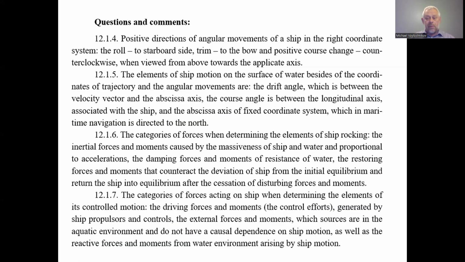So yeah, besides the coordinates, three translational and three angular, we consider some other elements of the ship motion. This could be the drift angle, the velocity vector direction, and the course angle, which corresponds with the drift angle and with the velocity vector angle.